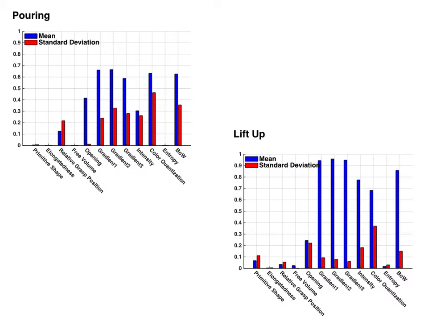So what we see in the diagrams here is the mean value and standard deviation of the elements in the diagonal matrix for each of the features. So we kind of summarize them by taking the mean of the matrix elements. A low value means a feature that's irrelevant for the task. A high value means a feature that is relevant for the task.